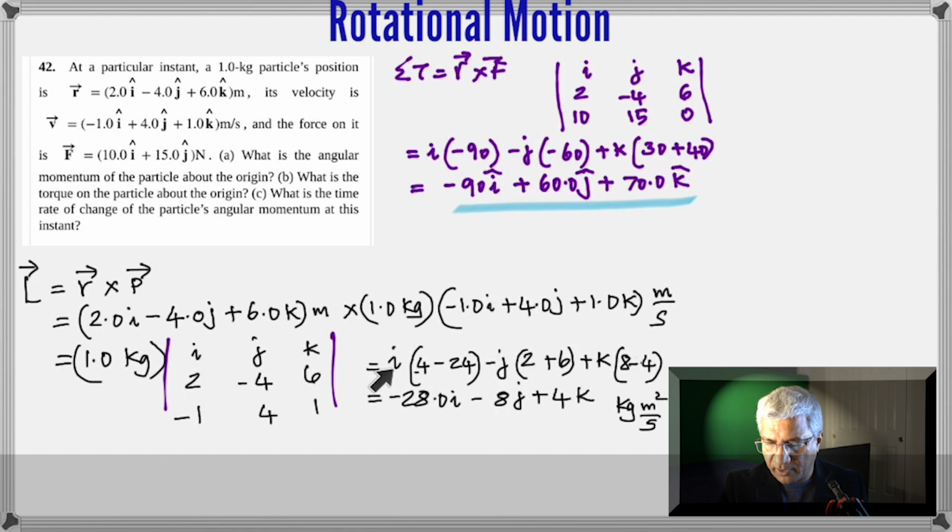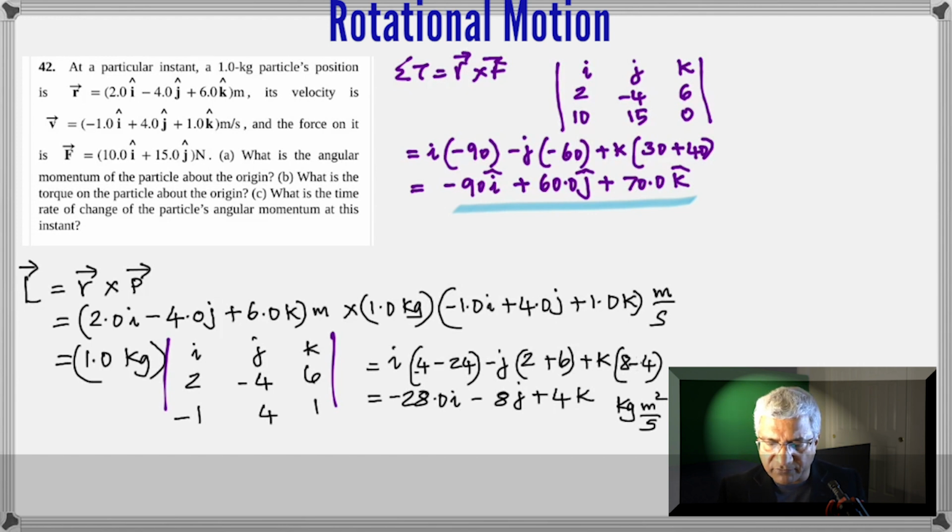So follow along. To find the coefficient of i, you go negative 4 times 1 minus 6 times 4. So that's what I've done. Now to find that of j, remember to put a negative, and then you go 2 times 1 minus 6 times minus 1. So that's how I got 2 plus 6. And for k, you go 2 times 4 minus negative 4 times negative 1. So there it is. Be careful with the signs, and you would end up with this. So that is the angular momentum.